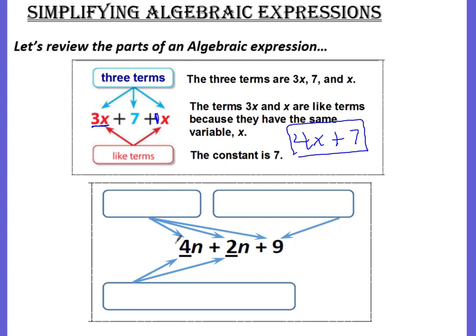Coming over here, these arrows are pointing to the 4n, the 2n, and the 9. These are your terms. So again, we have three terms. Then you want to look at the just a number. This is your constant. And as you'll recall, those numbers that are attached to the variable, that are being multiplied with the variable, like the 4 and the 2, those are called the coefficients. When you're combining like terms, it's the coefficients that you combine.